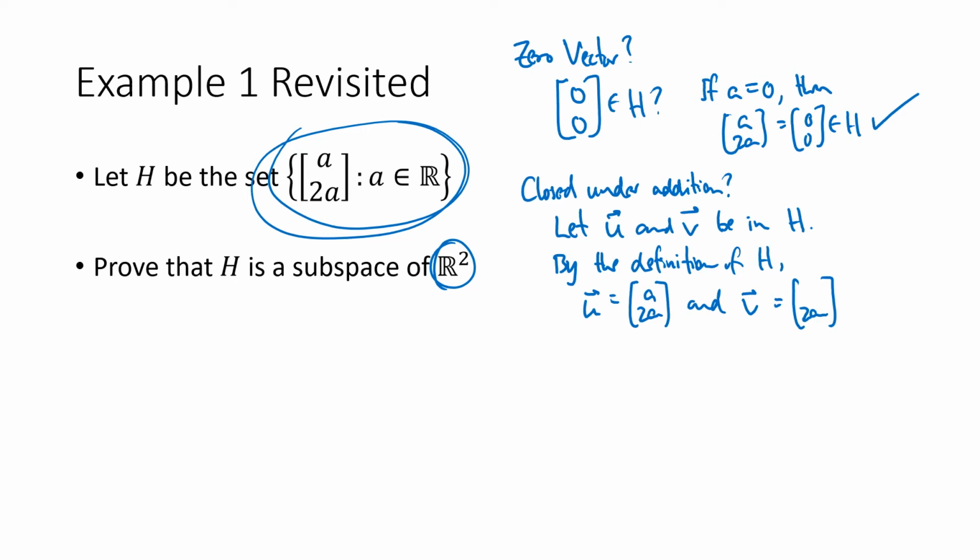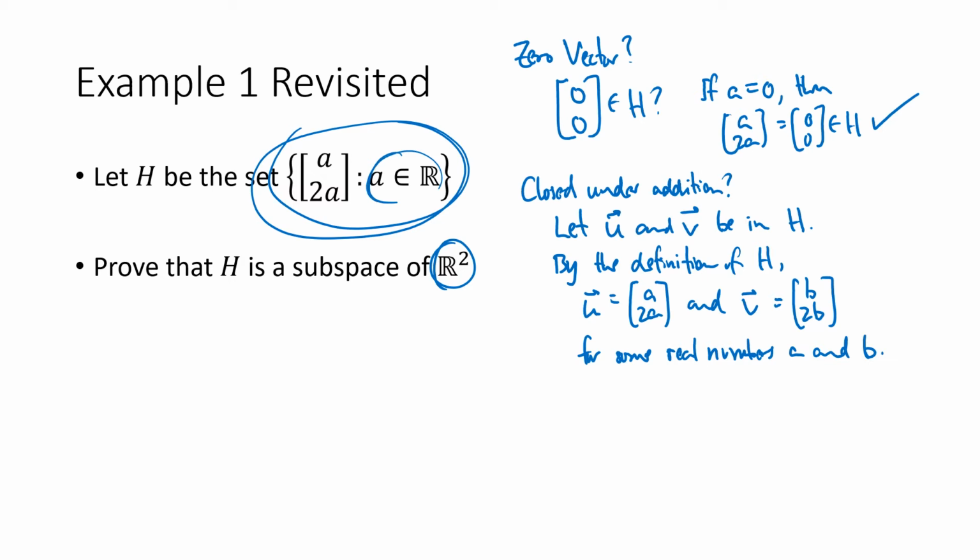So for the second vector, instead of calling it A, let's give it a different name. Let's use a different letter of the alphabet. How about B? So U is A, 2A and V is B, 2B. They have the same form, but they probably aren't the same vector. If I pick two vectors out of this set, I probably don't pick the same vector twice. So I would say for some real numbers A and B, because A in this case is coming from the real numbers.